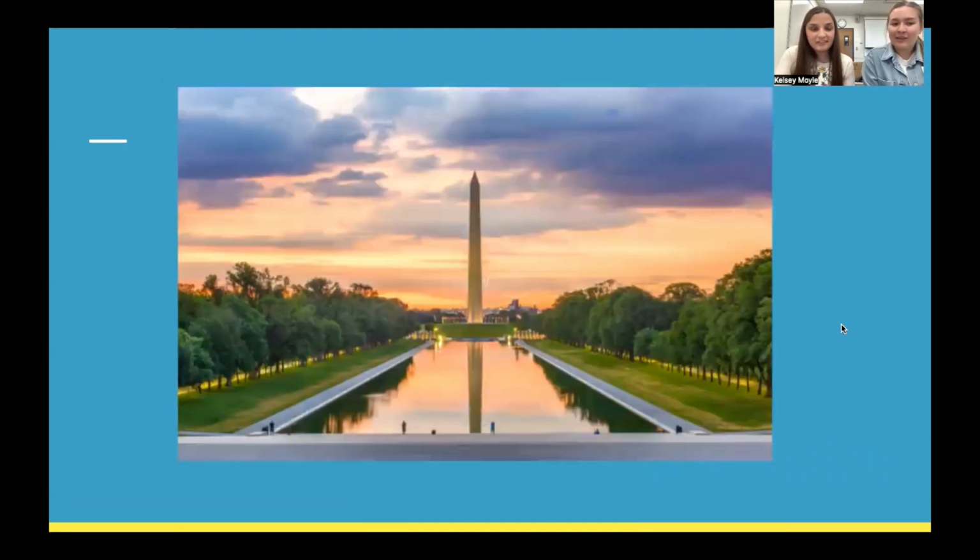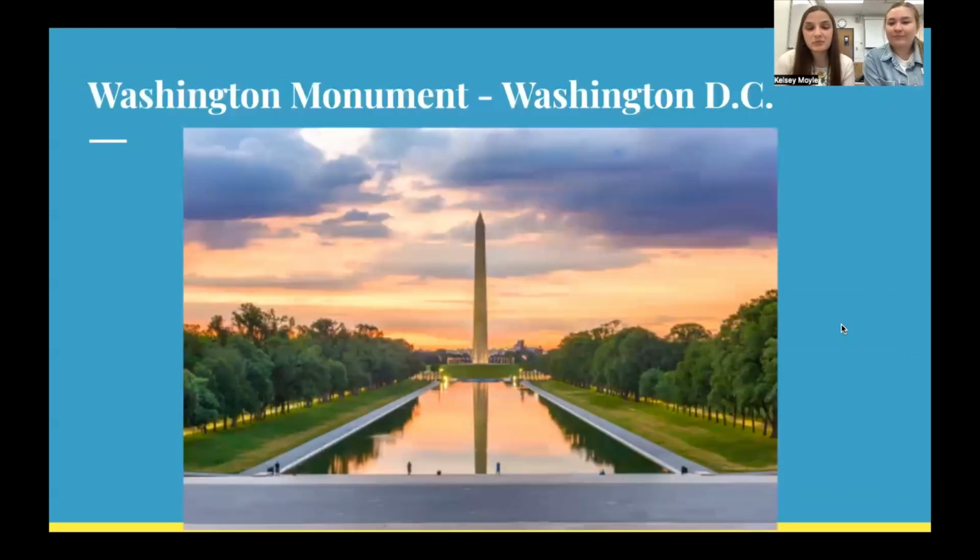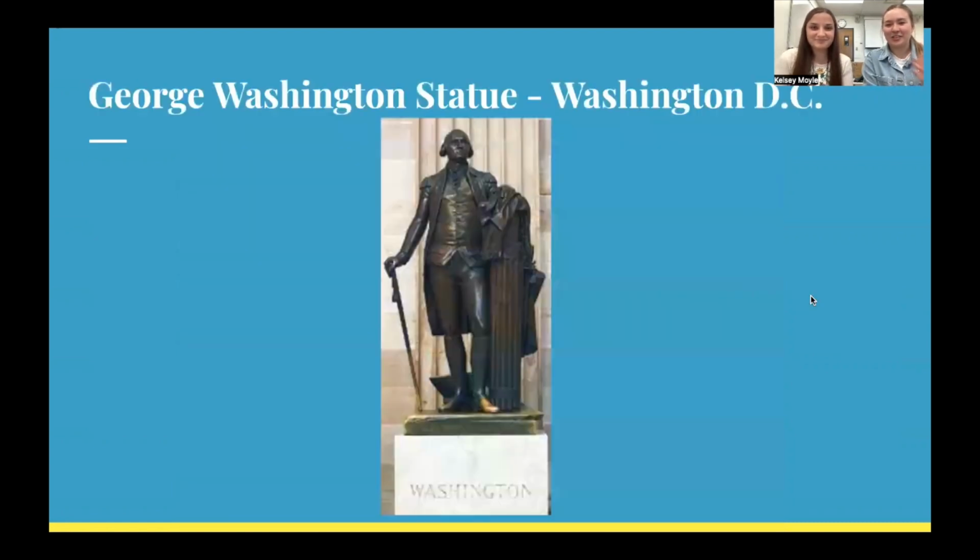The next one is called the Washington Monument. This is located in Washington, D.C., and this monument was created in honor of George Washington. He was one of the United States' greatest founding fathers, and he did a lot for our country. This monument was created in remembrance of him because he did a lot of great things. Our next one is a statue of George Washington. It's another monument of him in a different place in Washington, D.C. that represents everything that he did for us.